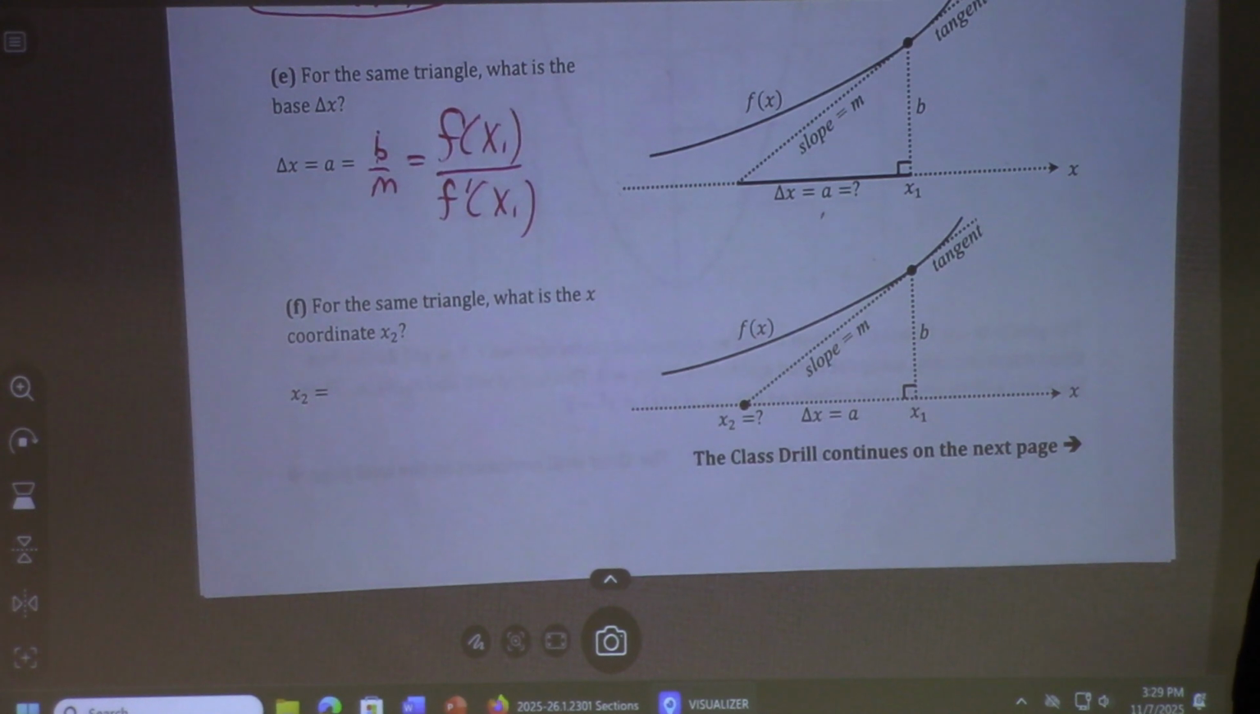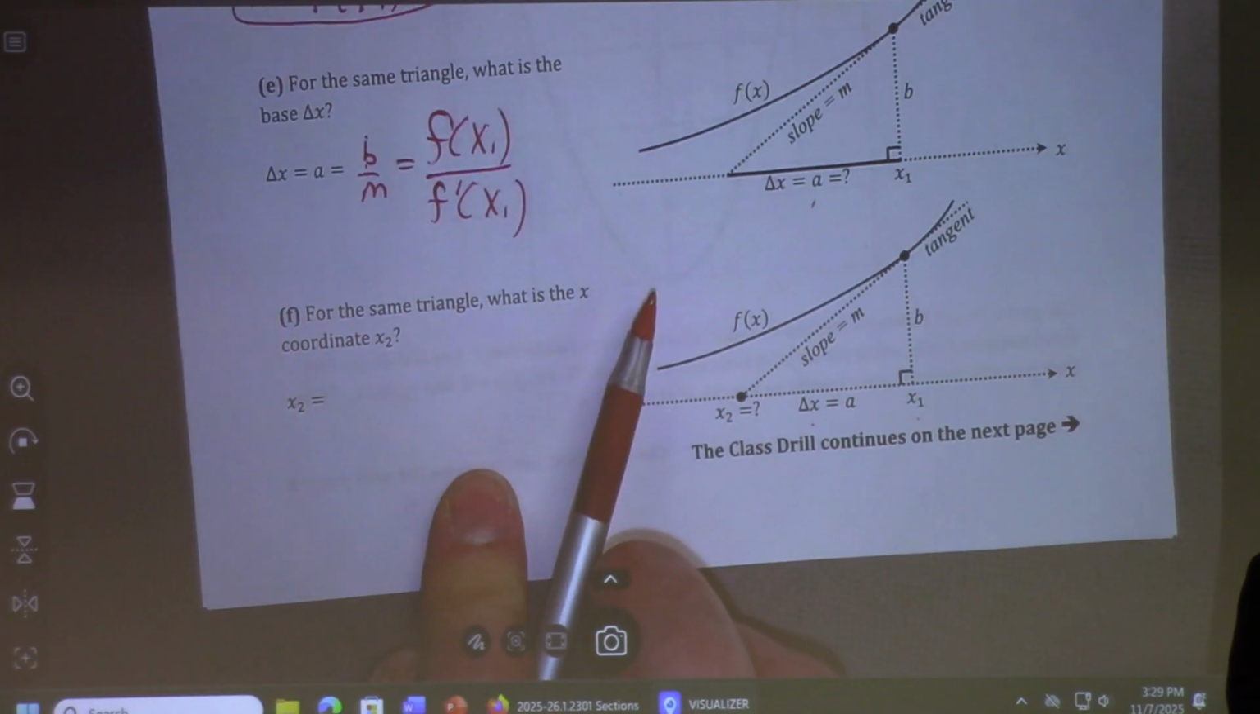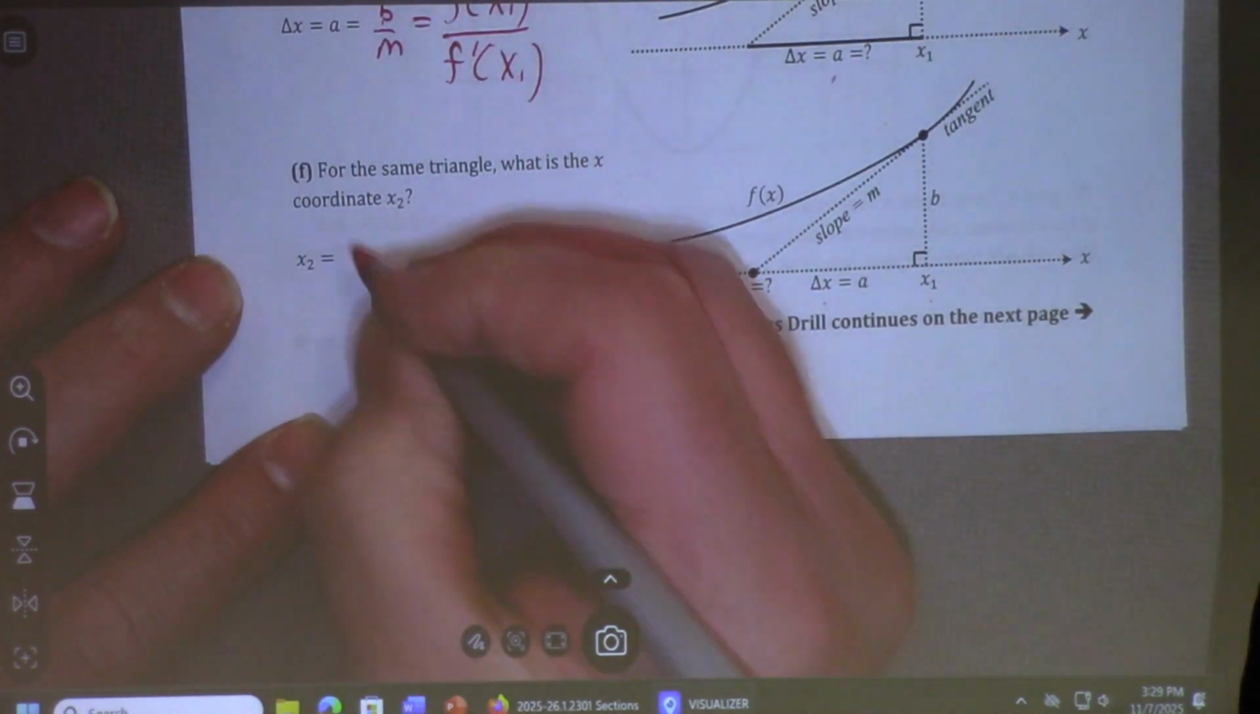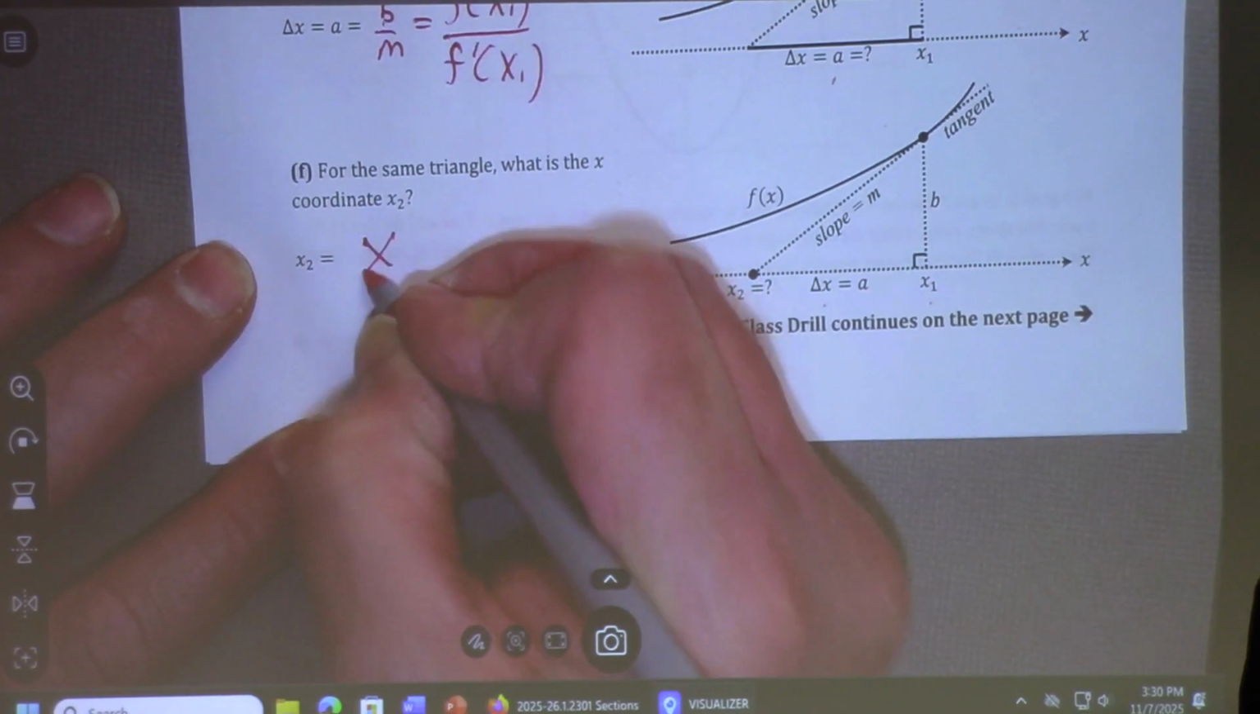So what's the formula for x2 then? If we know the coordinate x1 and we know this distance, delta x, what's going to be the formula for x2? Yeah. x1 minus f of x1 over f prime of x1. Yeah, it's going to be x1 minus that stuff.